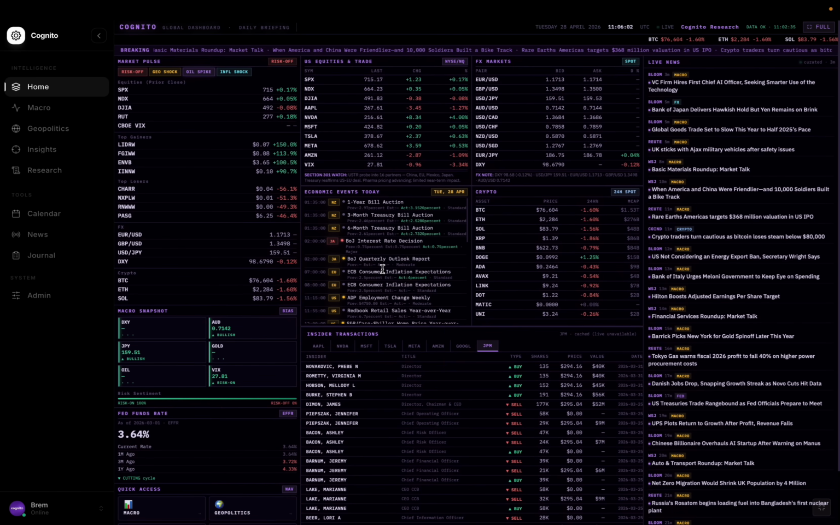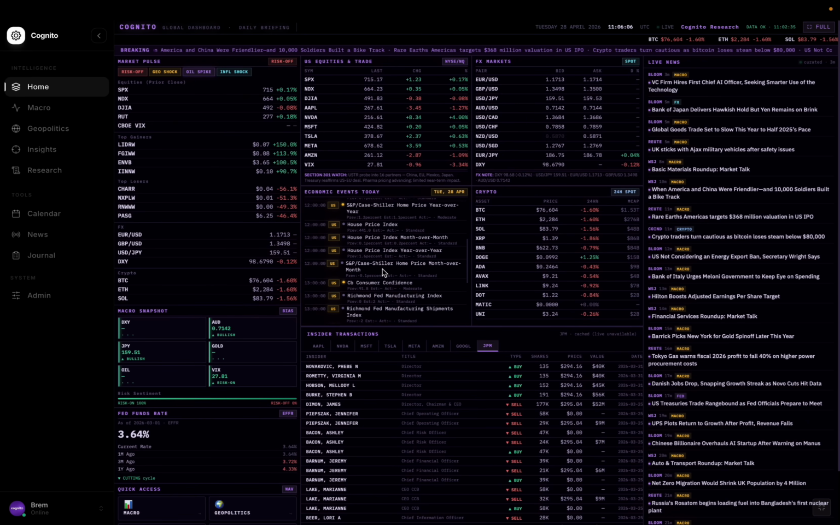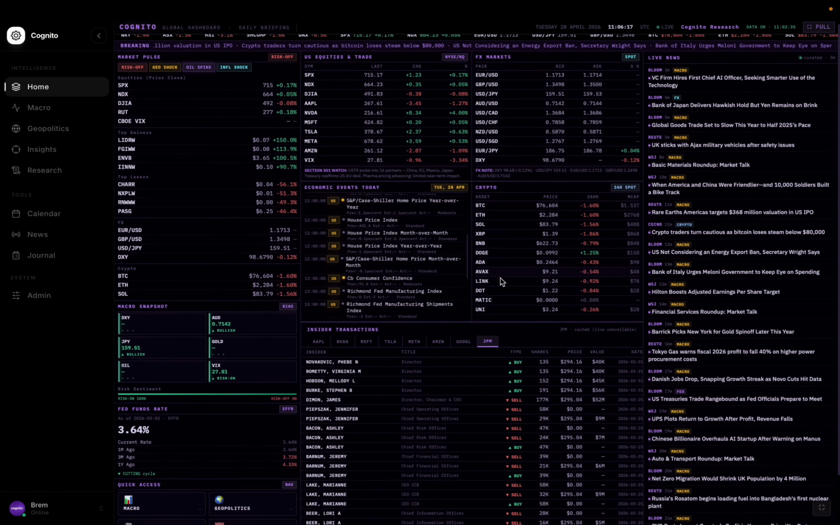And finally, the economic events today basically shows you the most important events that are coming up, so inflation, central bank speeches, jobs data, GDP, and all the other key macro catalysts. So instead of jumping between multiple platforms, everything you need is all in one place on this homepage.